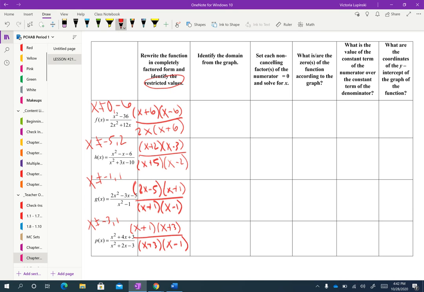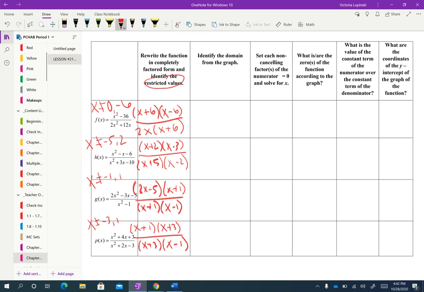When it comes to the domain, we can go back and look at the graph if we need to, but if we just think about what it means for a graph to be continuous, a graph is generally continuous from negative infinity to infinity, except for anywhere that there's a discontinuity. So we're going to go ahead and write each of these domains, breaking for discontinuities.